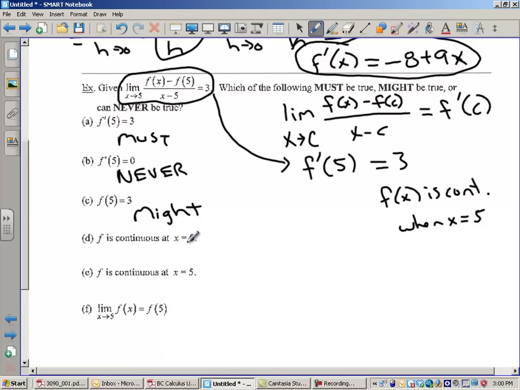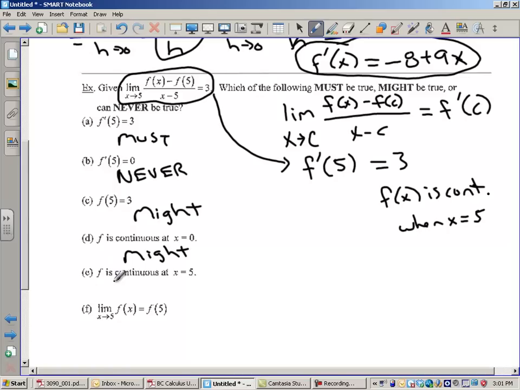Part D, f is continuous at x equals 0. Well, this statement said it was continuous, but only when x equals 5. We took the derivative at 5, so therefore f is continuous at 5. Could f be discontinuous at 0? Does this statement say anything about f at 0? No, it doesn't say a thing about that. So this might be true.